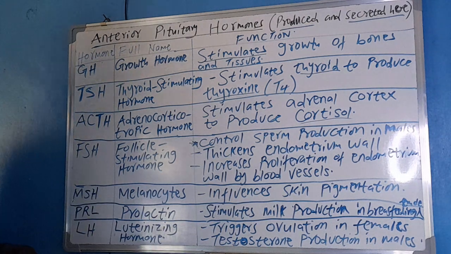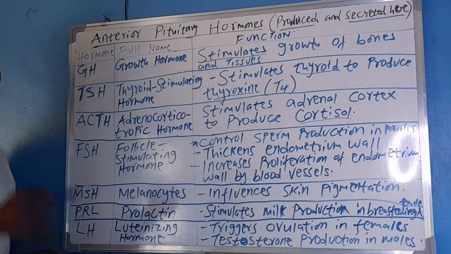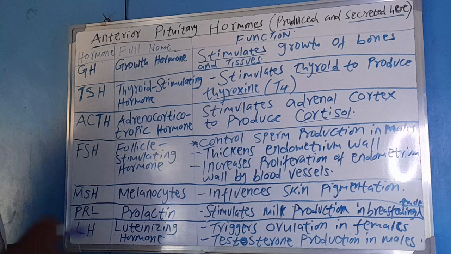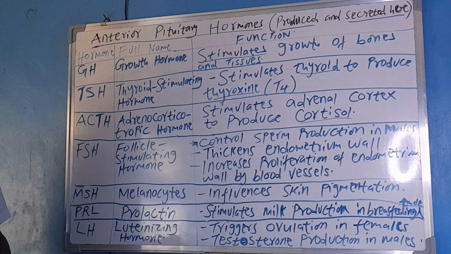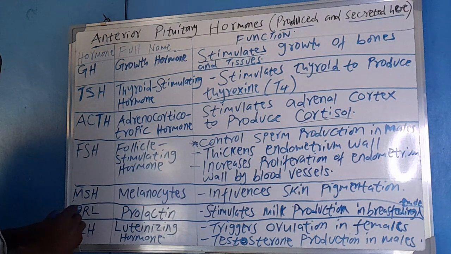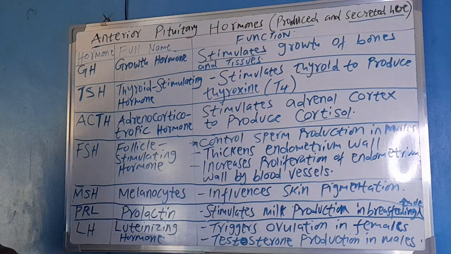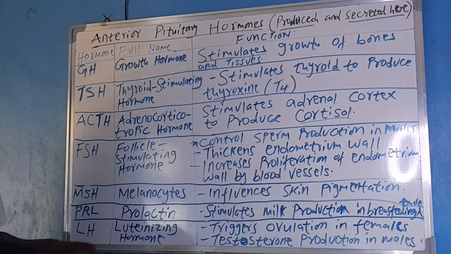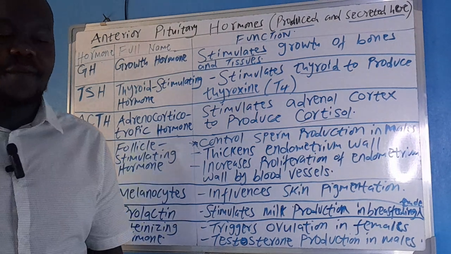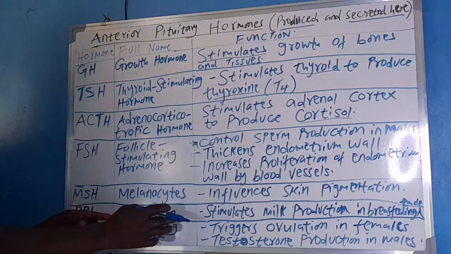We have the MSH, the melanocyte stimulating hormone. Melanocytes come from the term melanin, so it influences the secretion of melanin, which brings about the influence on skin pigmentation. We have PRL, the prolactin hormone, which stimulates milk production in breastfeeding females. We have milk secretion and milk production, and the one that produces the milk is the prolactin.